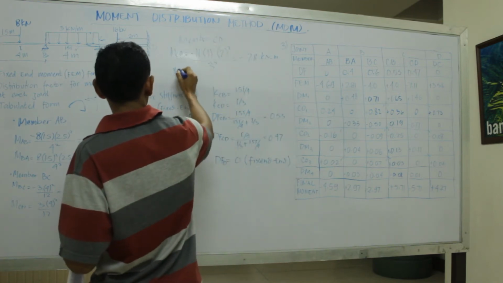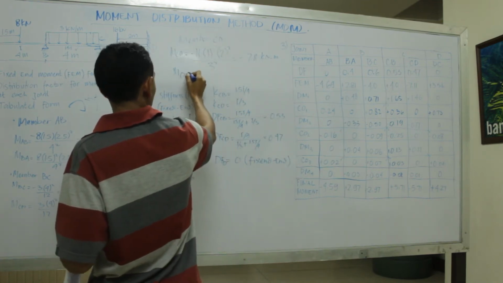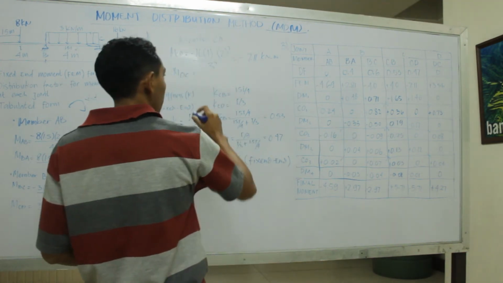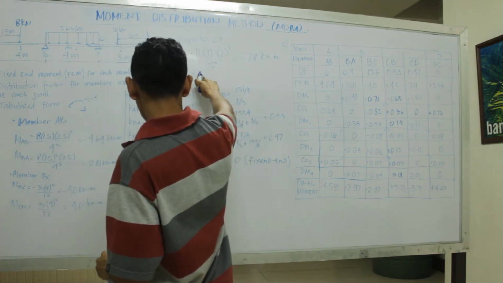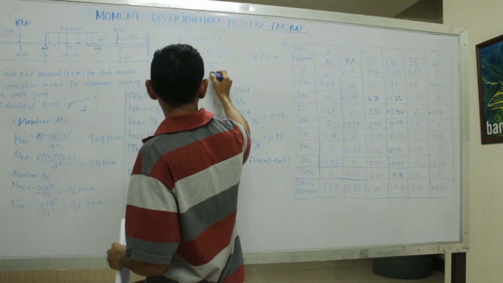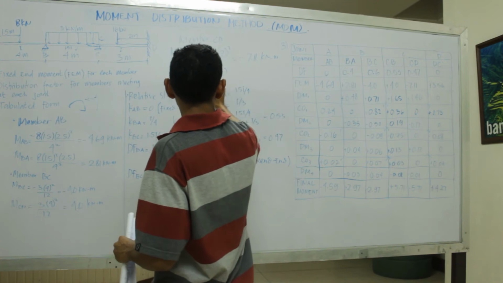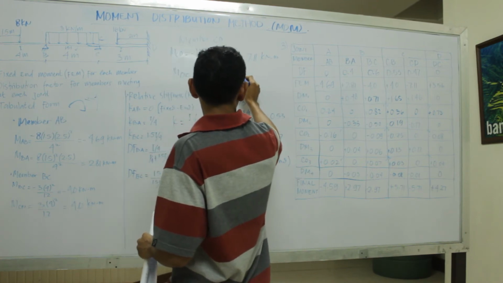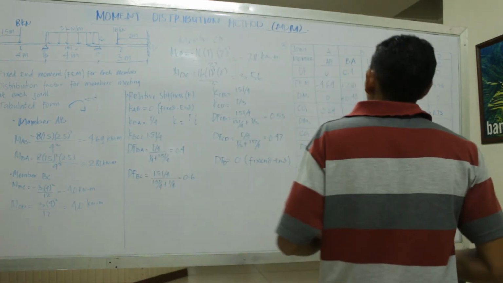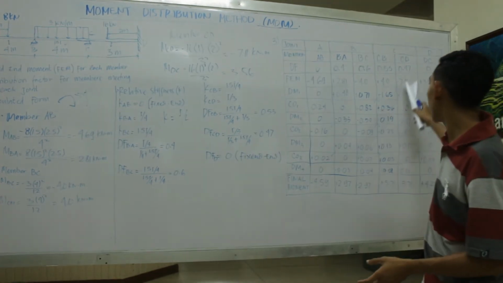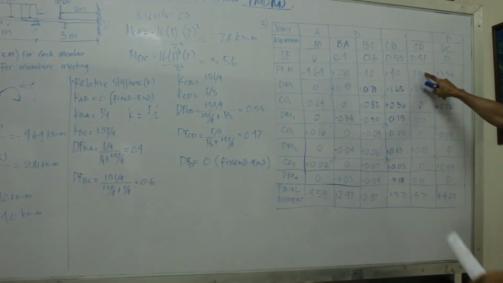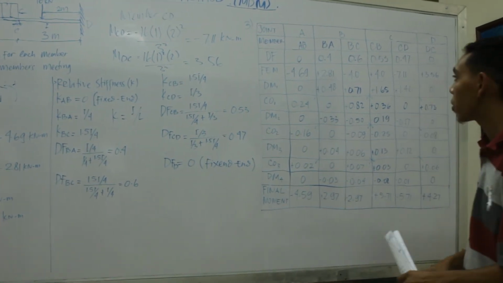And for member DC, we have DC here. DC is equal to 16 times 1 squared times 2 over 3 squared here. So we have 3.56. Okay, here are the values for member CD and DC. We have negative 7.11 kilonewton meter and positive 3.56 kilonewton meter.